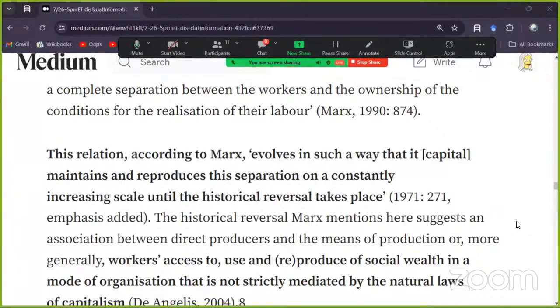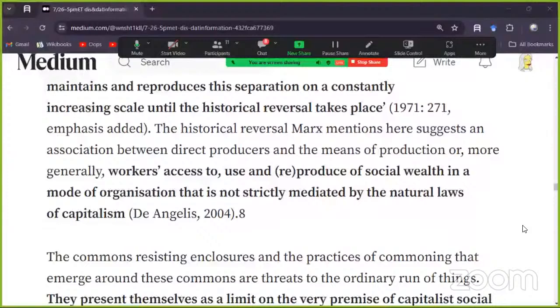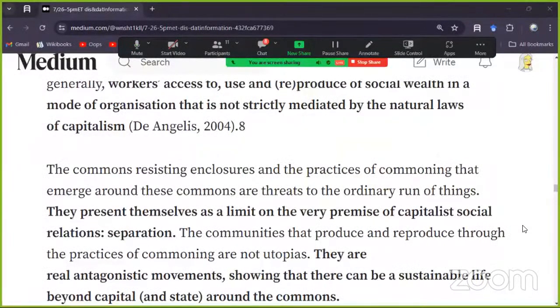The historical reversal Marx mentions here suggests an association between direct producers and the means of production, or more generally, workers' access to, use, and reproduction of social wealth in a mode of organization that is not strictly mediated by the natural laws of capitalism. The claim that there are natural laws of capitalism is even problematic. The commons resisting enclosures and the practices of commoning that emerge around these commons are threats to the ordinary run of things.